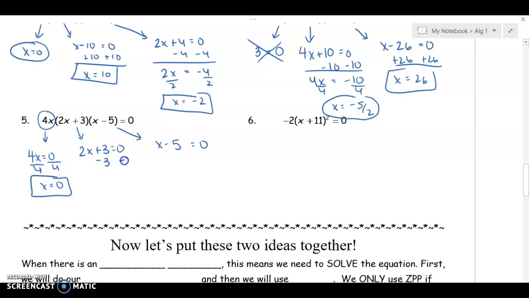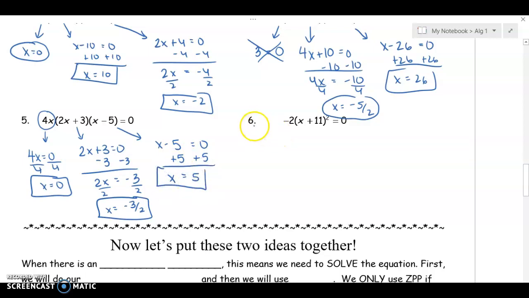This one you can subtract 3. You get 2x equals negative 3. And then divide by 2, you get x equals negative 3/2, or negative 1.5. And this one you add 5 to both sides, you get x equals 5.